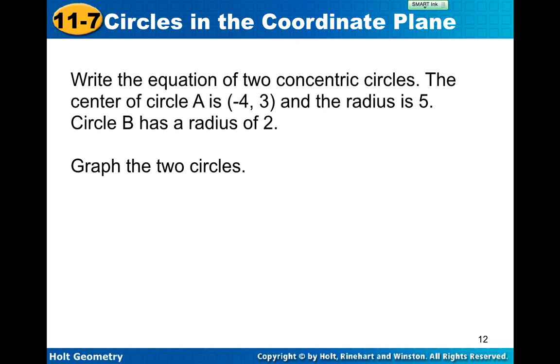Okay. Let's try an equation of 2 concentric circles. What's that mean? Same center. I'm telling you what the center of circle A is: -4, 3. I want it to have a radius of 5. And the second circle, I'll call it B, I want to have a radius of 2. So write their equations, and then I also want you to graph what that would look like. I suppose technically I should have called them both circle A, but I need to make a difference between them. So write the equations, and then let's graph them.